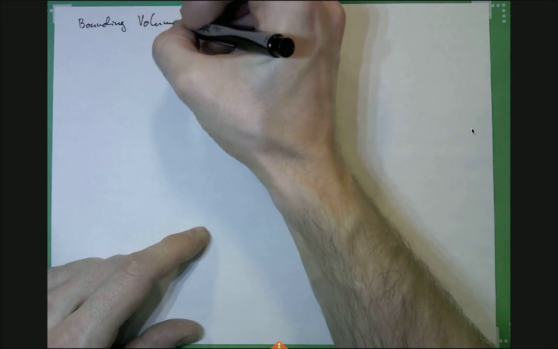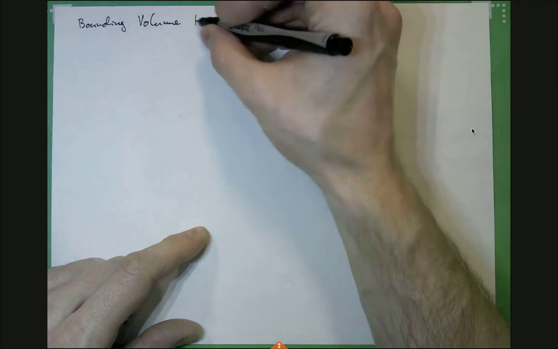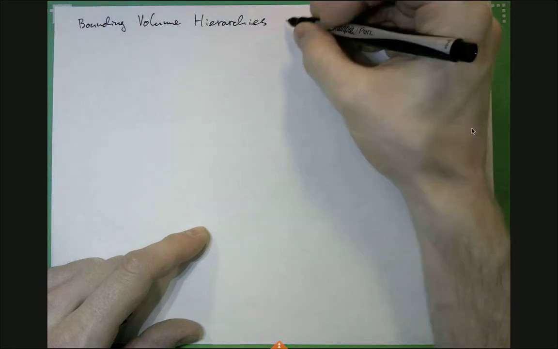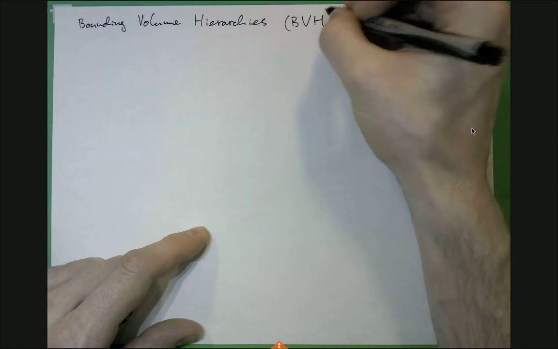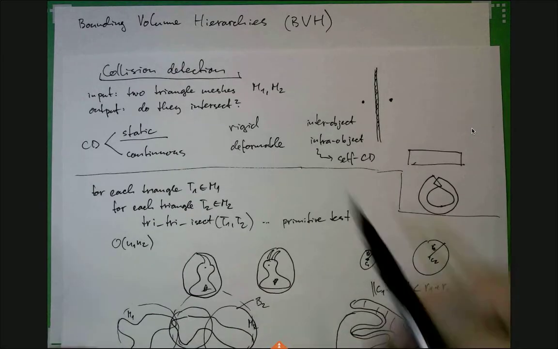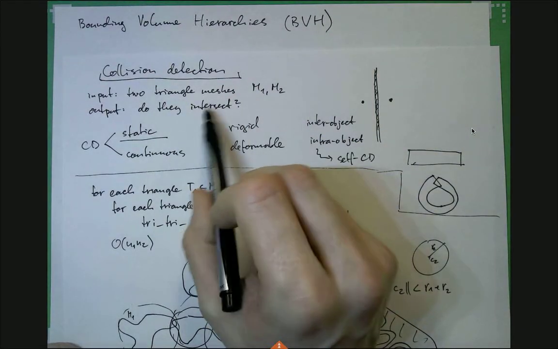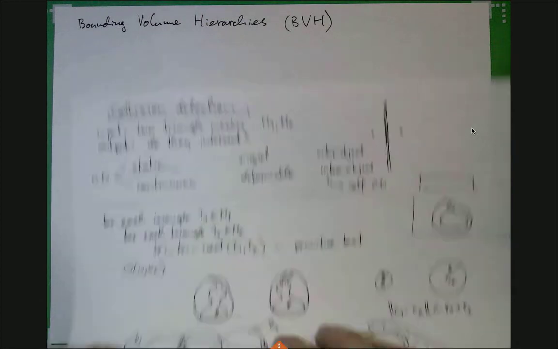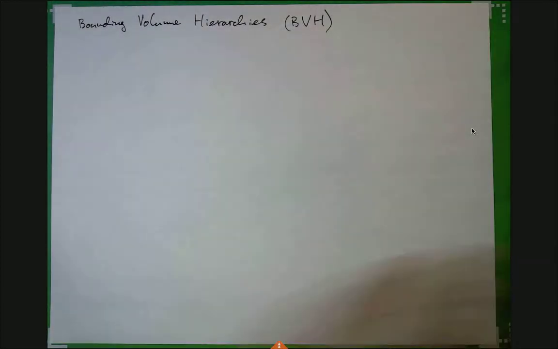Bounding volume hierarchies, or BVH, sometimes you can find that acronym. By the way, these bounding volume hierarchies don't care if these are really proper triangle meshes, if they're manifold and watertight and all these things you may want from a mesh. Bounding volume hierarchies work even if you have a polygon soup.